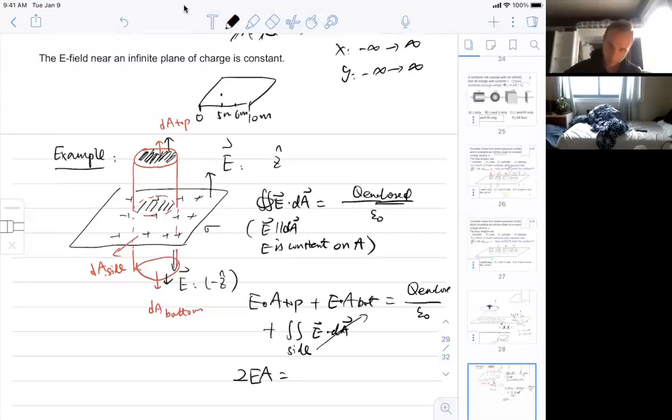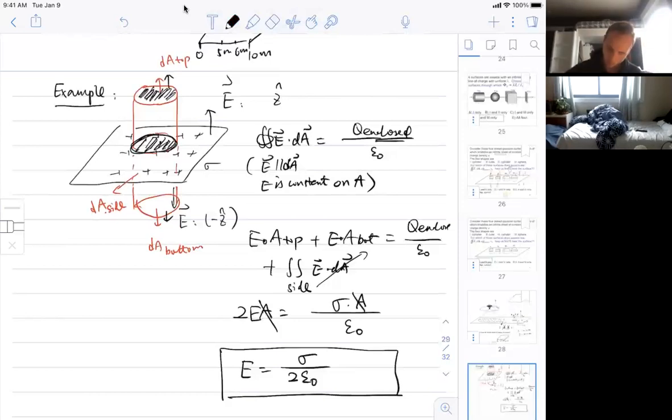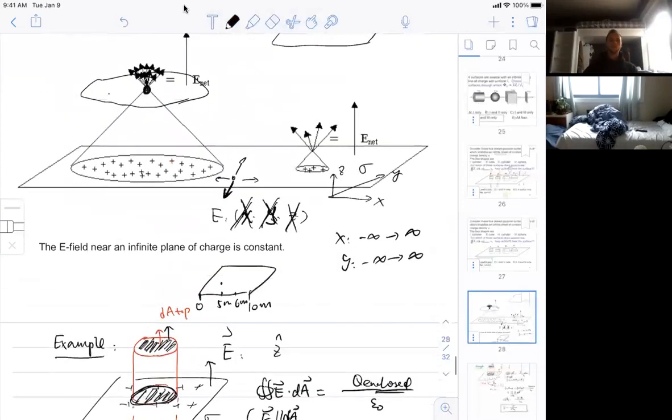And how much charge you're enclosing, you can realize is this much charge. It's going to be sigma times A over epsilon naught. So cancel the A. E is sigma over 2 epsilon naught. And you can see that the actual area doesn't matter. You can choose a square, you can choose a circle, the size, all of that doesn't matter. E is actually a constant above an infinite sheet. So it turned out that it doesn't depend on Z either.